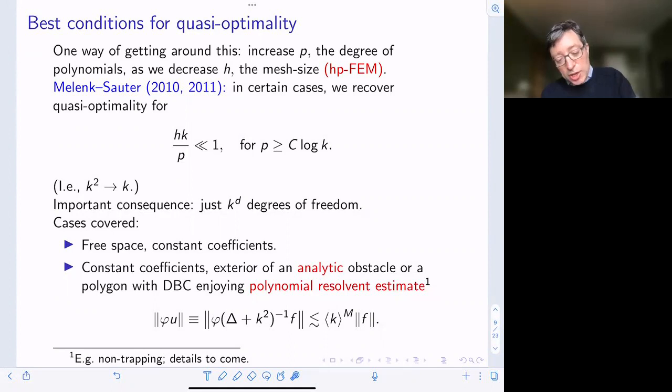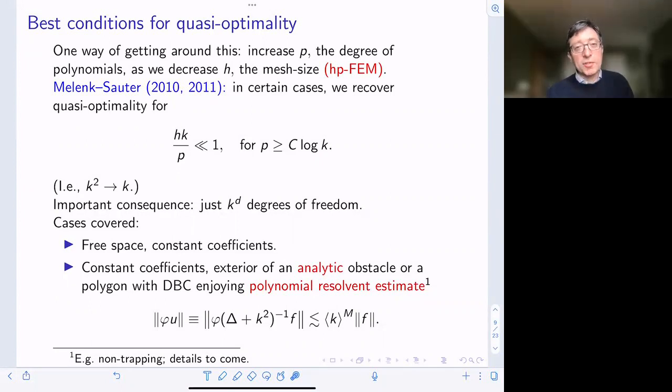So Melenk and Sauter were able to show that in certain special cases, they could recover quasi-optimality when not just hk is sufficiently small, but even hk over p, the polynomial degree, is sufficiently small. So that's much better than hk squared small. You've got not just hk, but the p is helping you. The cost is you have to increase p, but p is supposed to increase only logarithmically in the wave number. So the main takeaway actually is that here you've got hk rather than hk squared, but this p in the denominator, which is like log k, is also helping you a little bit too. And there's this price that you have to logarithmically increase the degree.